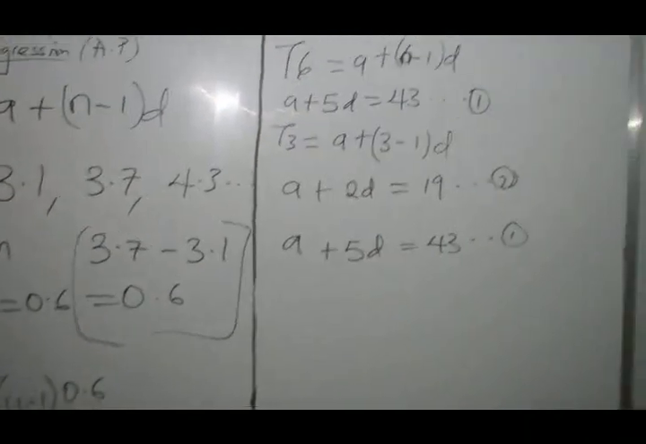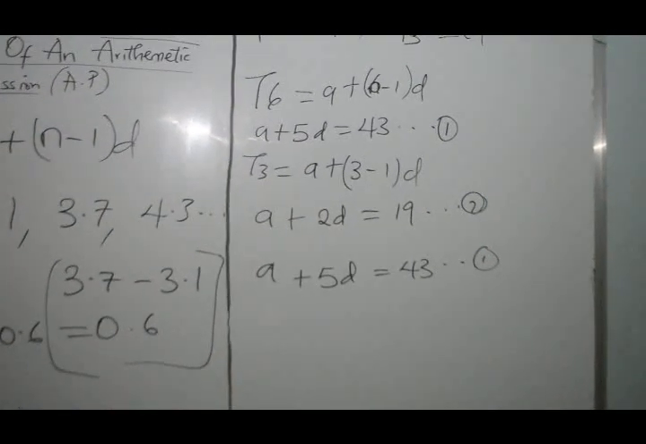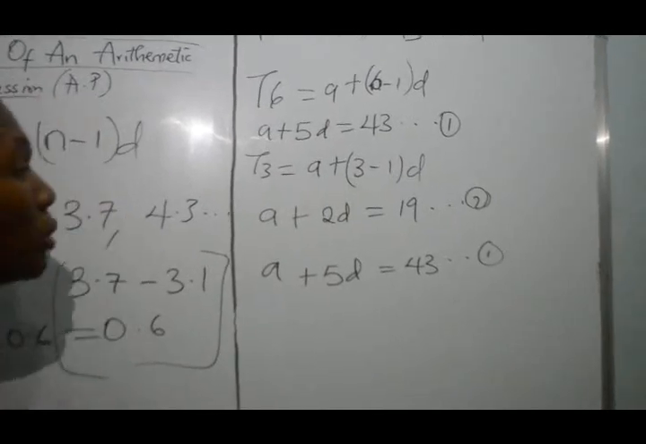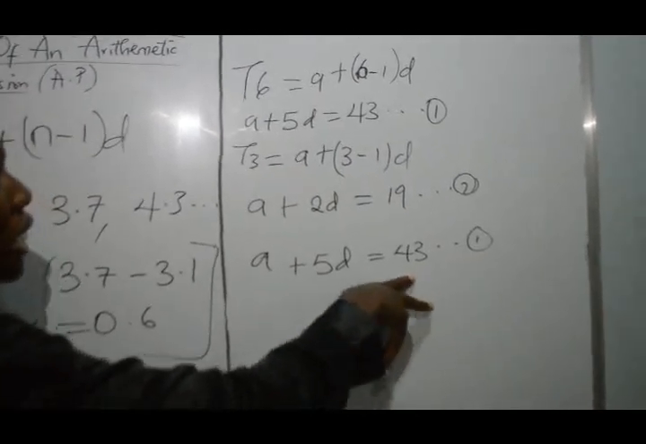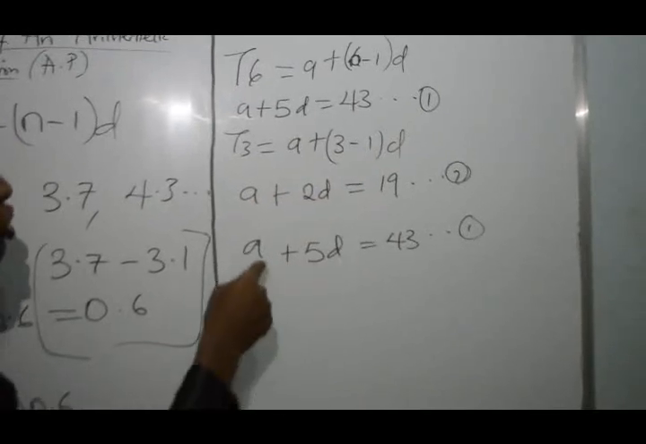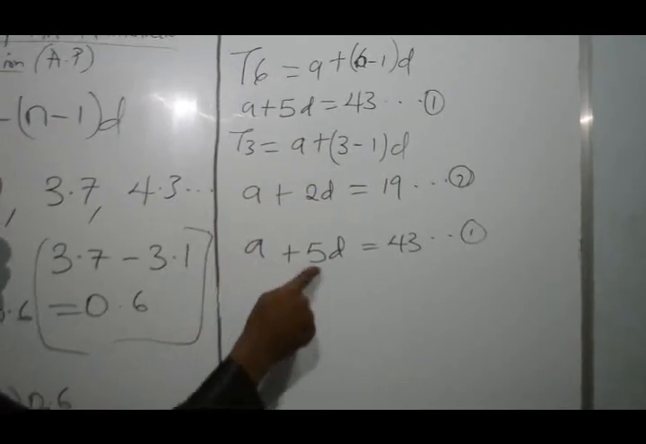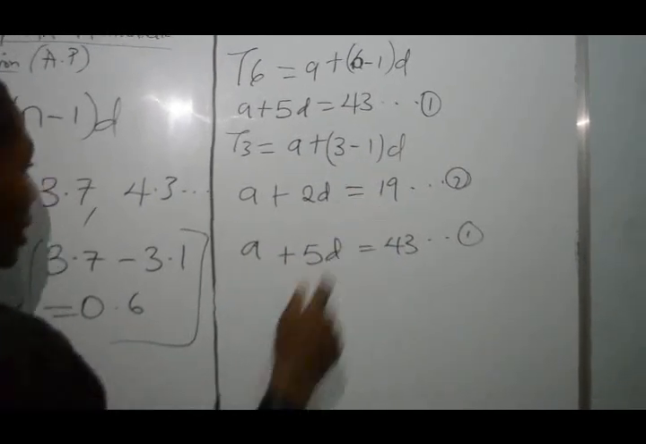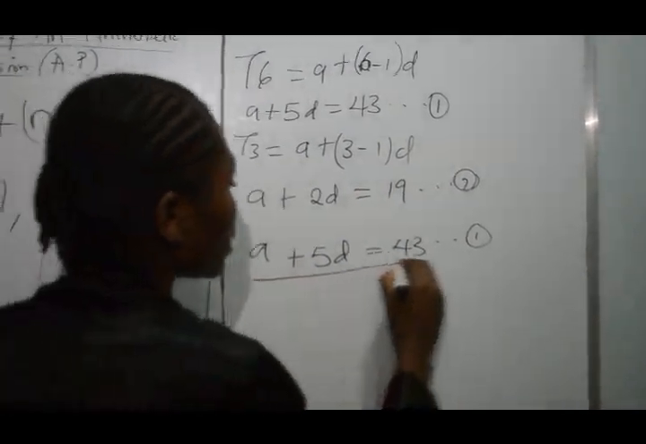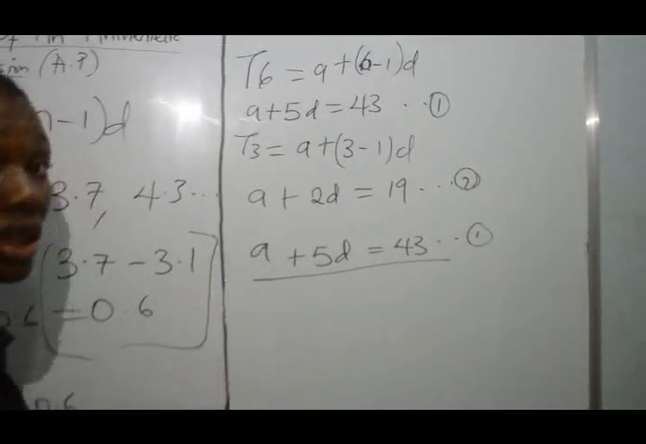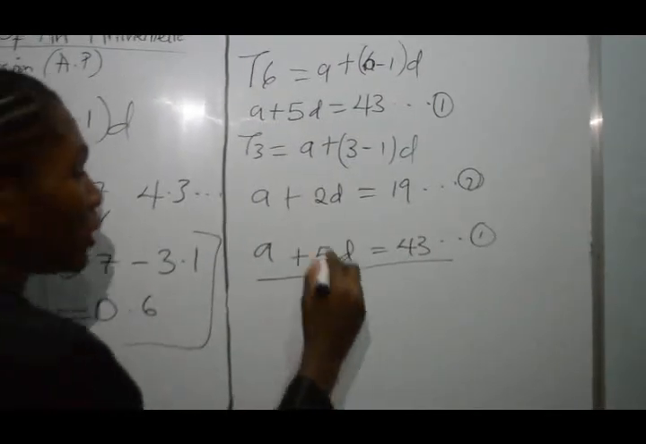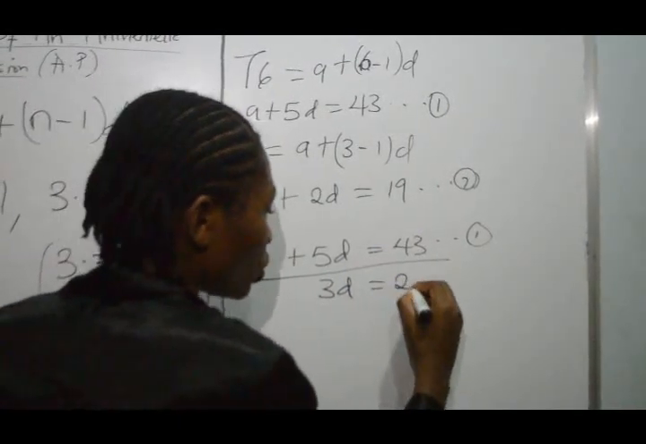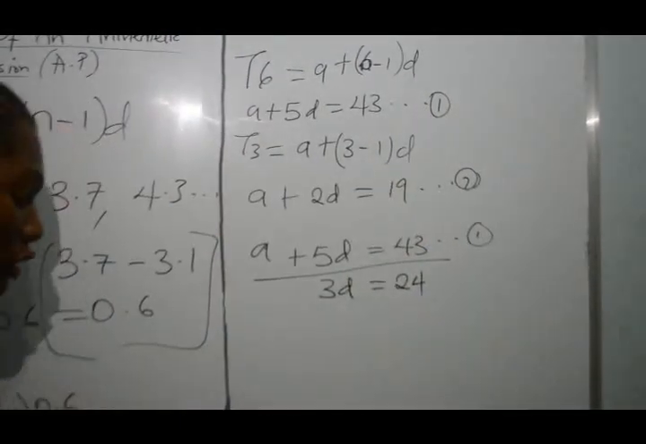Now I'm going to be using the elimination method to solve this quickly so that it won't take much time. Simply, equation 1, since it is bigger, minus equation 2. So our A will subtract A, our 5d will subtract 2d, our 43 will subtract 19. Are we together? So when we do that, if A subtracts A, nothing is left. Then we have 5d minus 2d, we are left with 3d, and it is equal to 24, because 43 minus 19 gives us 24.